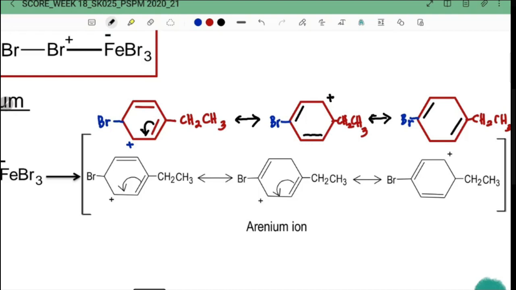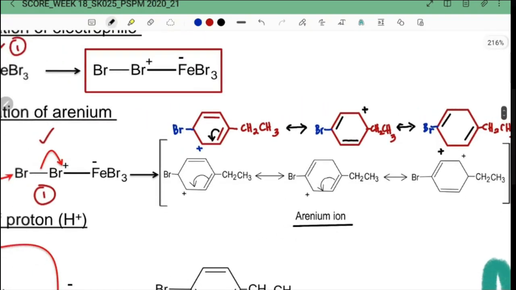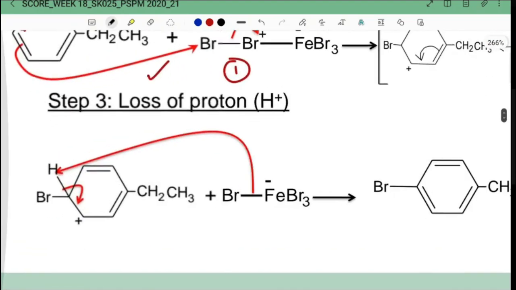Dia tidak berubah sini. Okay, so ada 3 structure of arrhenium lah, atas atau bawah sama saja. You have to label arrhenium, but for this year dia tak ada bagi markah for the arrhenium ion. Okay, and then the next is, this one FeBr3. So the negative should be on the Fe. Okay, from the bond here, attack the H.